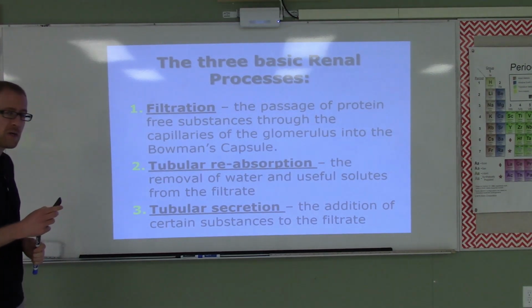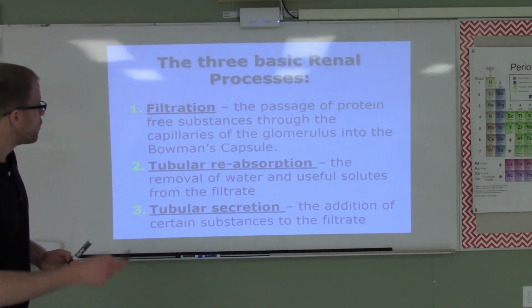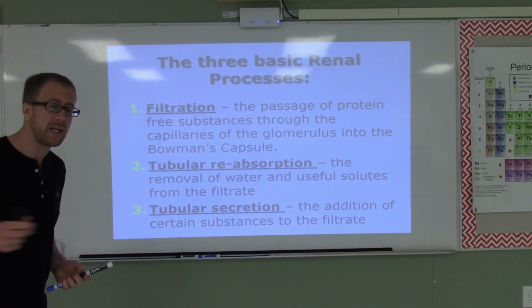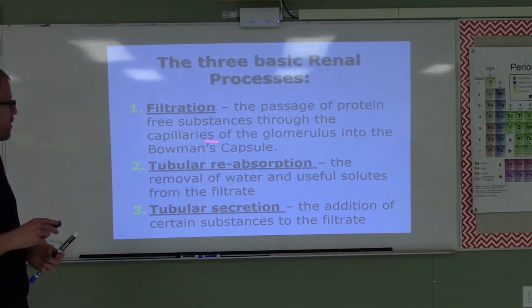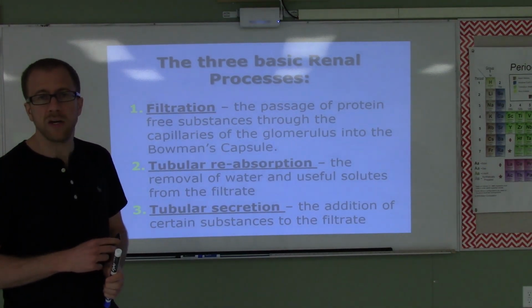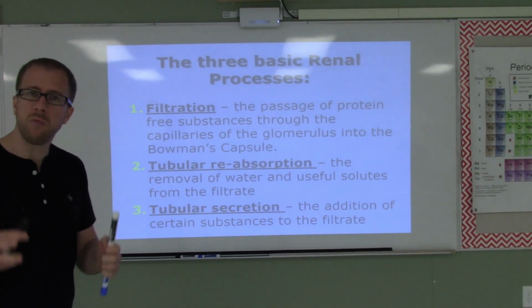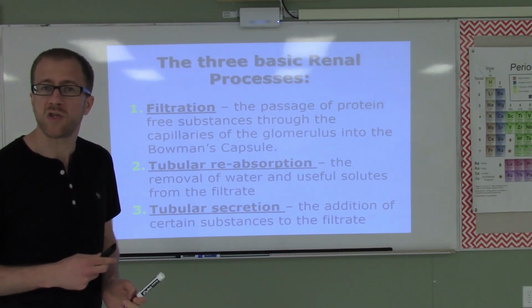So there's three basic processes that are going to occur. First, filtration, right? We got to get that stuff from our blood and into our kidneys. So the passage of protein-free substances through the capillaries of the glomerulus into the Bowman's capsule. It's going to filter out most small things, but larger molecules or cells do not pass through and enter the filtrate.